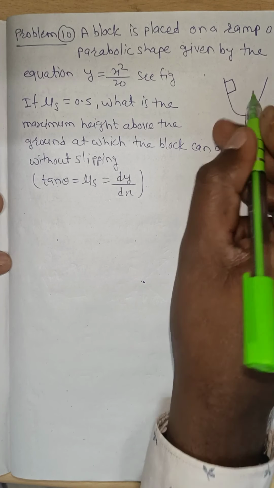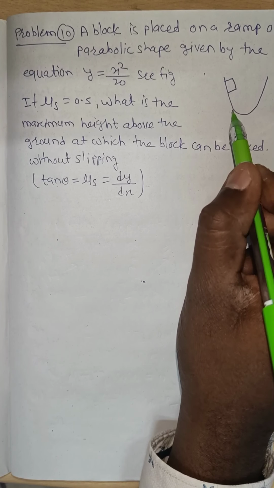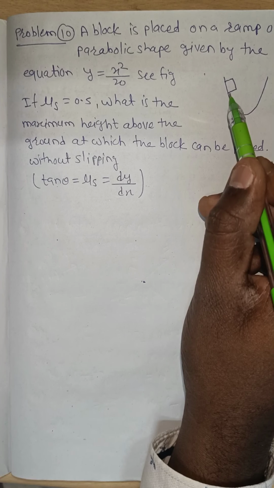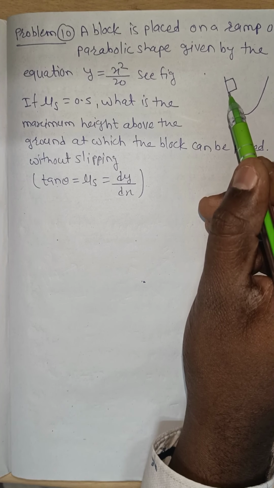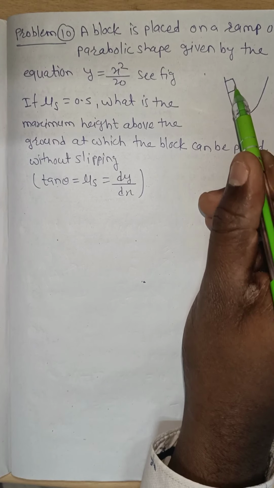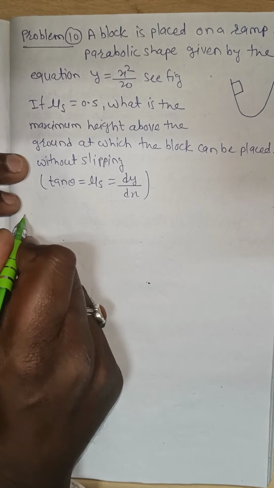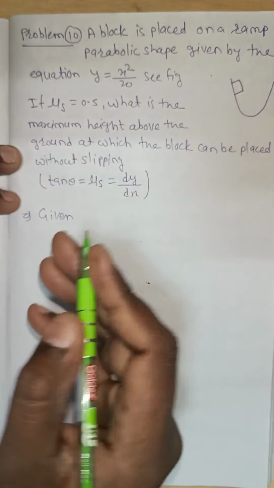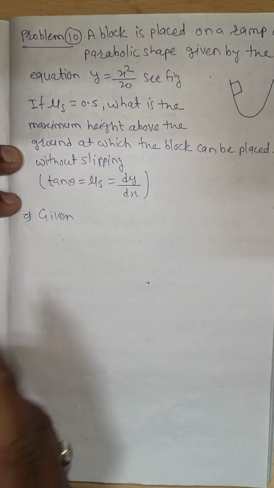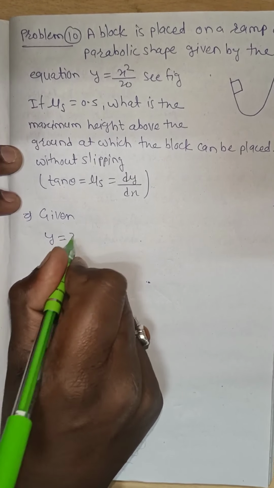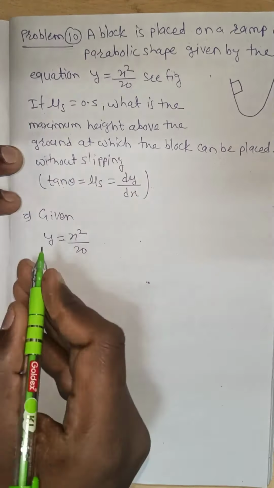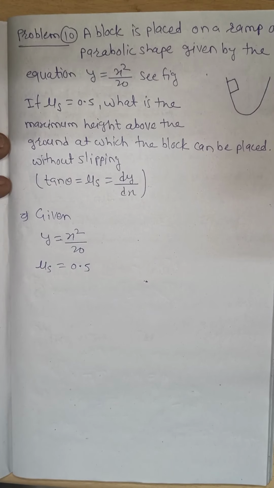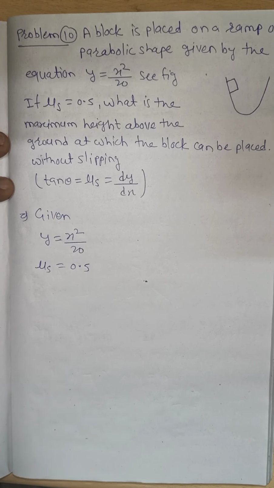Now from the ground, above a certain height we have to put a block, which means we have to find out a y coordinate, the y coordinate of that block. Here what they have given is the equation y is equal to x square by 20. Also the coefficient of static friction mu s is given as 0.5. We have to find out the y value.